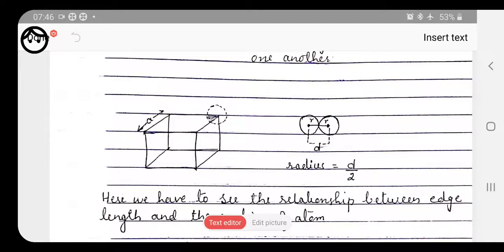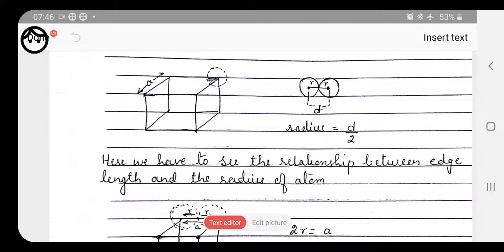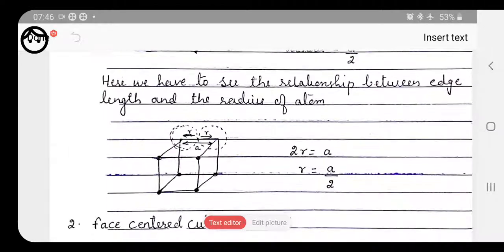Okay, and we know that a cube has the same length whatever edge we are talking about, it has the same length all over, because it is a cube. So if the length of one side is a, then the length of all the sides would be equal to a. So in the radius of atom we have to see the relationship between the edge length and the radius of atom. So let's see the relationship.